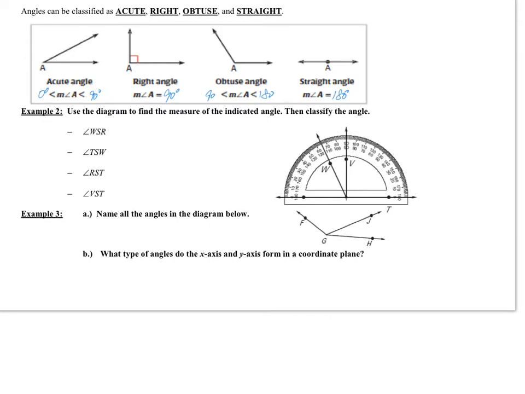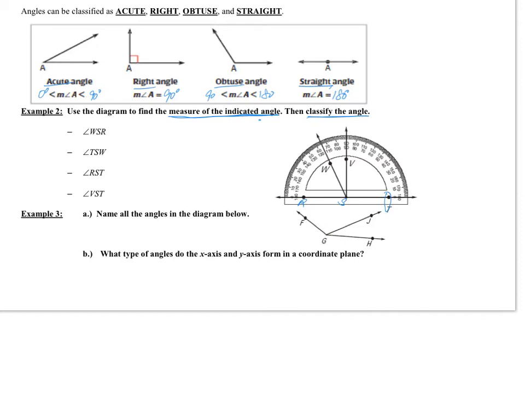Example 2, use a diagram to find the measure of the indicated angle and then classify the angle. So when we're looking for the measure of the indicated angle, we're looking for a degree. When we're classifying the angle, we're naming the angle as acute, right, obtuse, or straight. So here we have angle WSR. Let me put some points in. R, S, T. So this is point T.